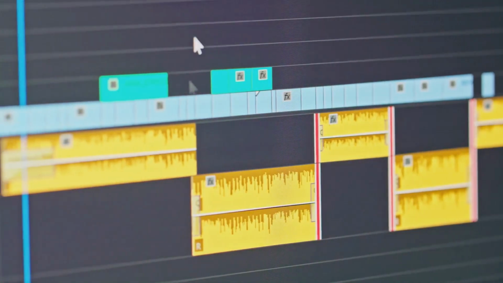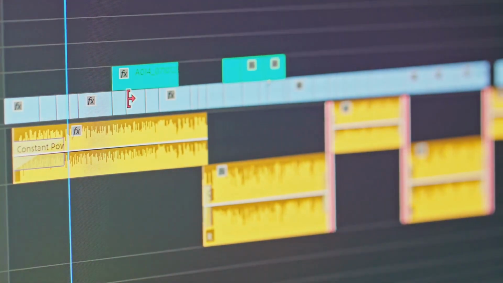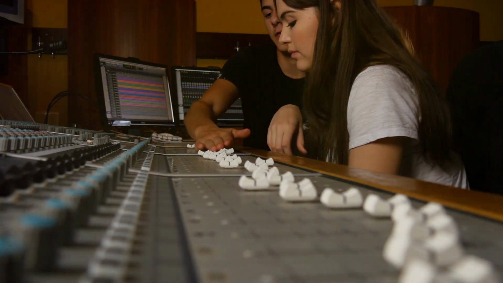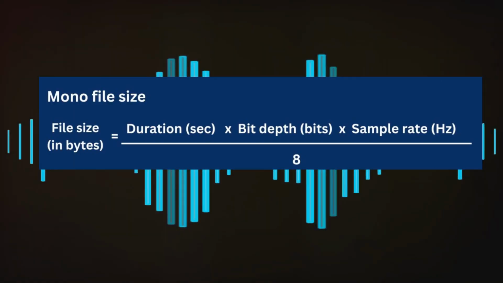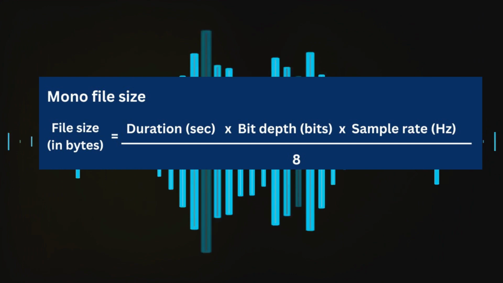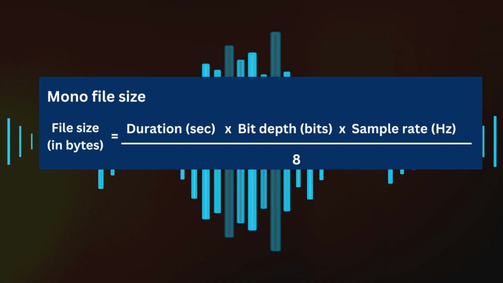In this section, we'll learn how to calculate file sizes for mono and stereo audio files. Understanding this can help you manage storage and make informed decisions about which formats to use. For mono audio, the formula is straightforward. File size in bytes is equal to the duration in seconds times the bit depth in bits. Then this answer is divided by 8.